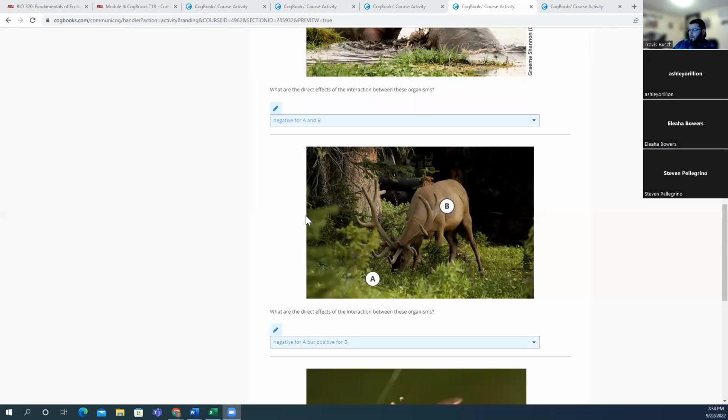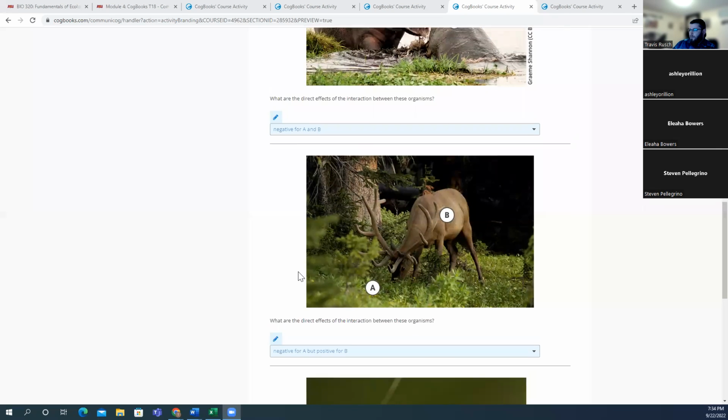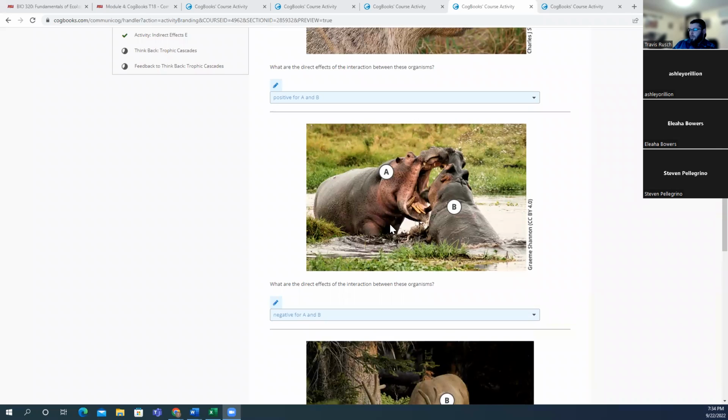And then these are all the same pictures, but same idea. If we talk about this picture right here, what do we have going on? Competition. Yeah, we have competition with A and B. What do we say about competition? It's negative for all parties. Yeah, it's negative for both. Remember why it's negative for both? There are a couple of reasons. Because they could both end up injured and it would affect the fitness of both of them.